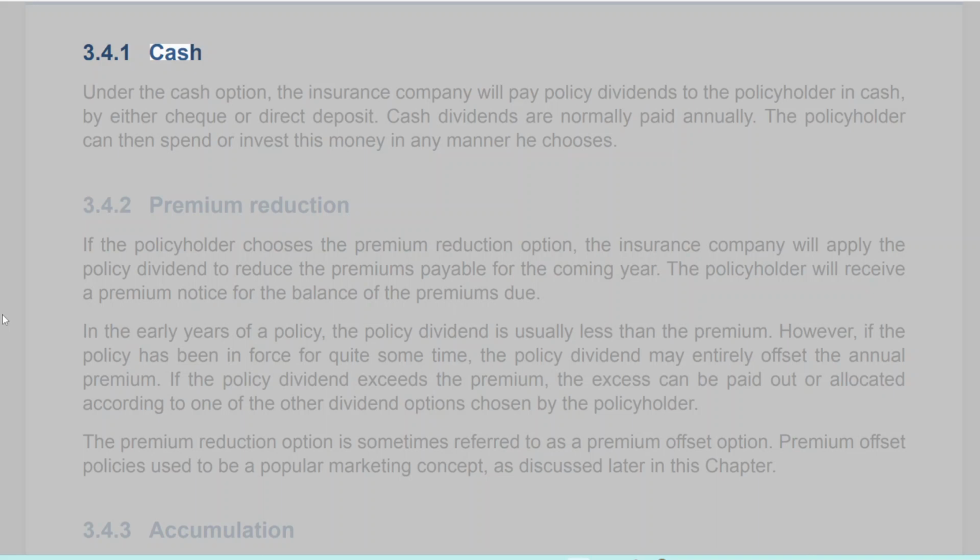3.4.1 Cash. Under the cash option, the insurance company will pay policy dividends to the policyholder in cash, by either check or direct deposit. Cash dividends are normally paid annually. The policyholder can then spend or invest this money in any manner he chooses.